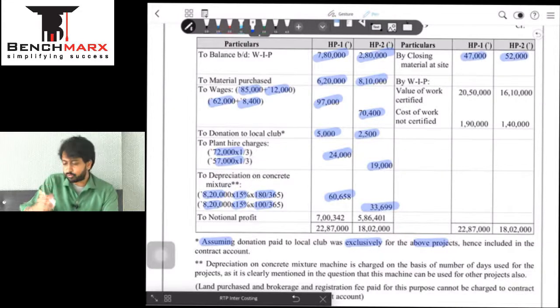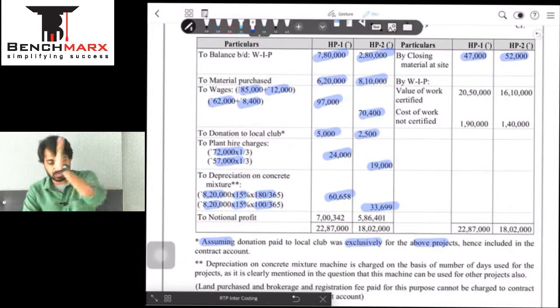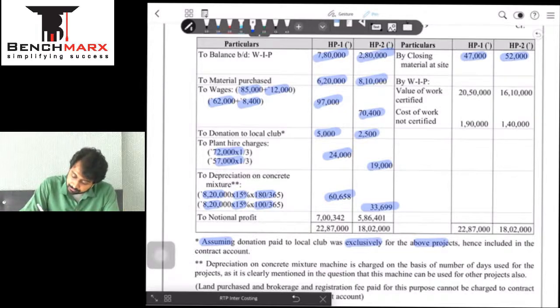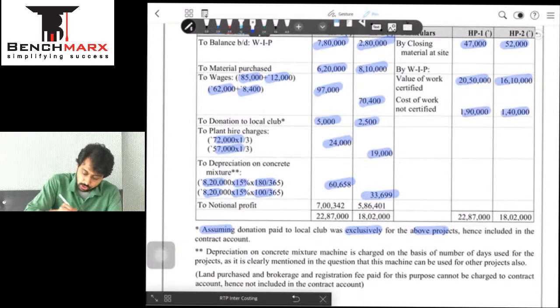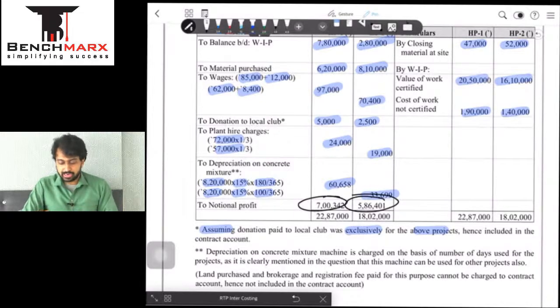Then comes my site materials. As I said, this 47 and that 52 can be knocked off from the gross materials cost and shown net, but it is preferable to show gross here and the site materials cost there. WIP, as I said, work certified is given separately and work uncertified is given separately for HP1 and HP2. And well, after you do all these things, you are bound to get the balancing figure of notional profit, and that is the end of the question.